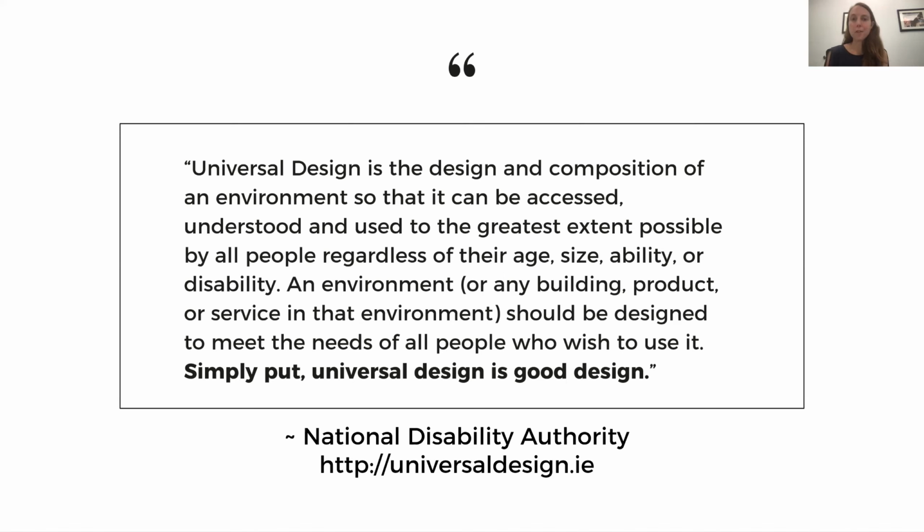For background, universal design is the design and composition of an environment so that it can be accessed, understood, and used to the greatest extent possible by all people, regardless of their age, size, ability, or disability. It is an environment or any building, product, or service in that environment. Should be designed to meet the needs of all people who wish to use it. Simply put, universal design is good design. So you hit upon it when you talked about accessibility. That is a huge part of universal design.